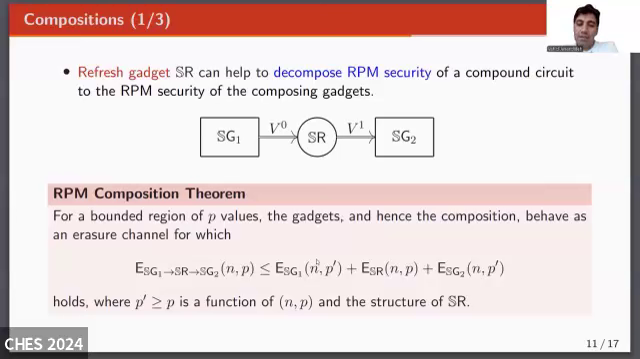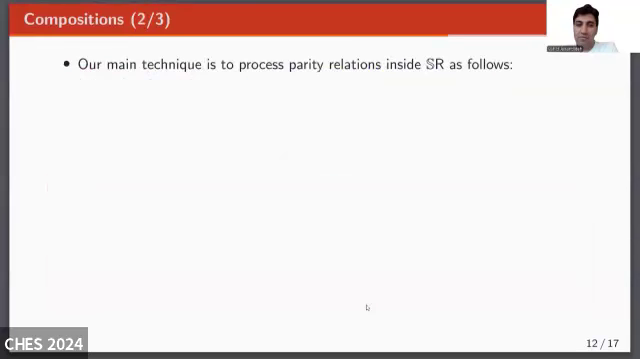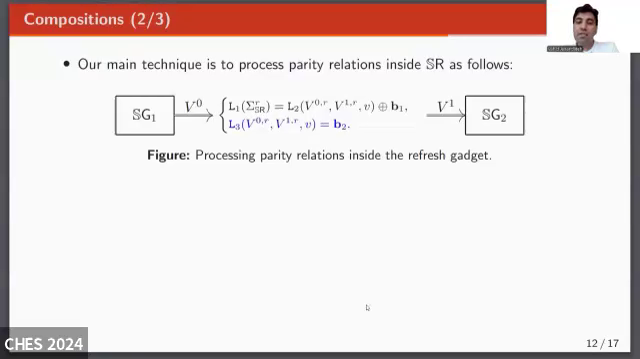They are separate, but the probability of the leakage is replaced with some bigger value. And this bigger value is a function of masking order and leakage rate, and also the structure of SR. Our main technique to obtain this result is to process parity relations inside the refresh gadget.